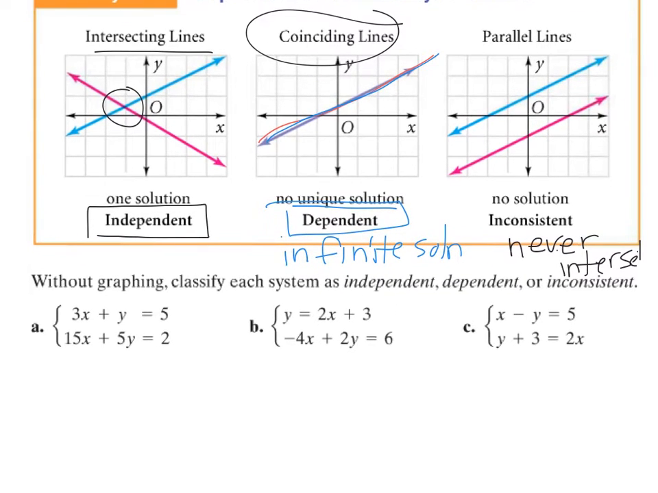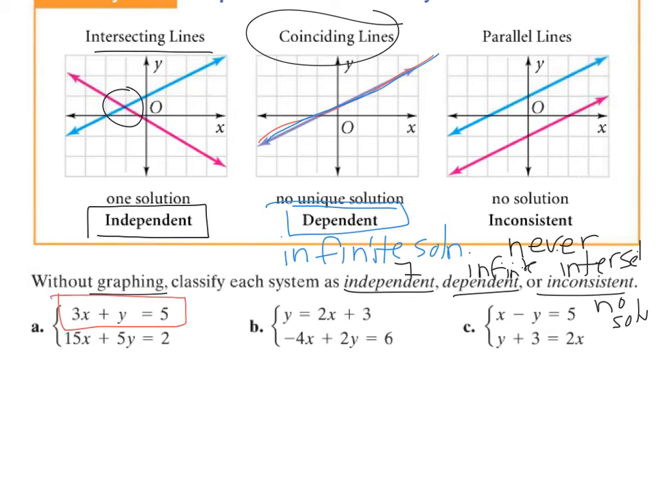Down here, we're not going to actually graph them. We're going to write whether they have one solution, infinite solutions, so the same line, or no solution. Parallel lines have the same slope but different y-intercepts, so I can tell without graphing. We're going to manipulate these algebraically. You can solve for y in each one of these. Let's be consistent and solve for y in each one.